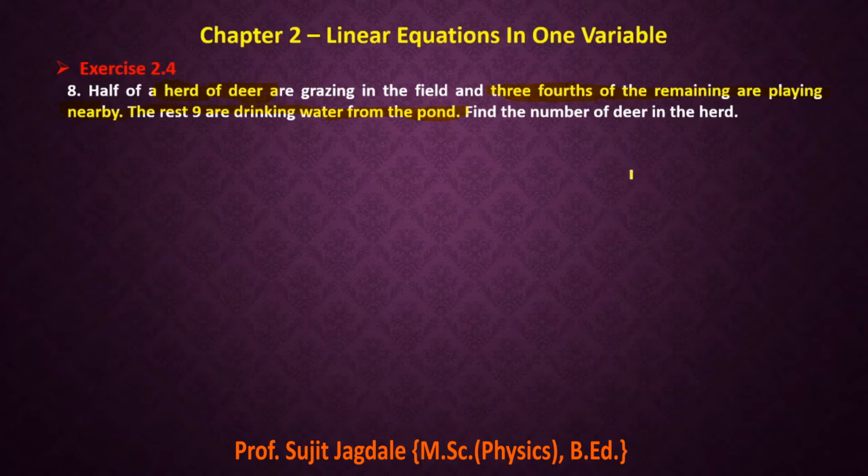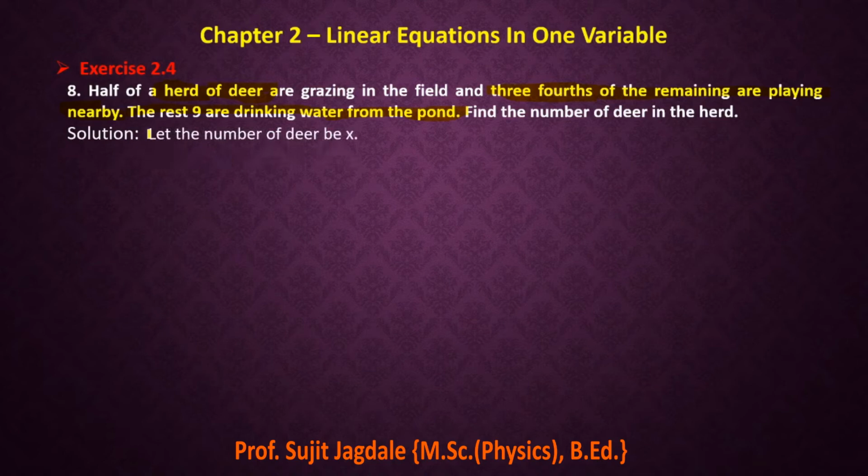So one herd of deer is there, and in that a particular number of deer are there, and out of them half are grazing on the field. That means they are eating the grass on the field, half of the deer. Then the remaining half of the deer are there. Out of those, again 3/4 are playing nearby and only 9 are drinking the water from the pond. And here we have to find out the total number of deer in that herd.